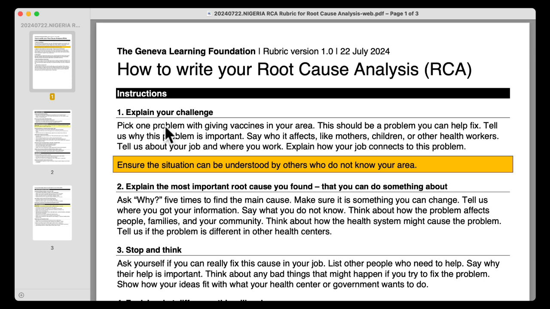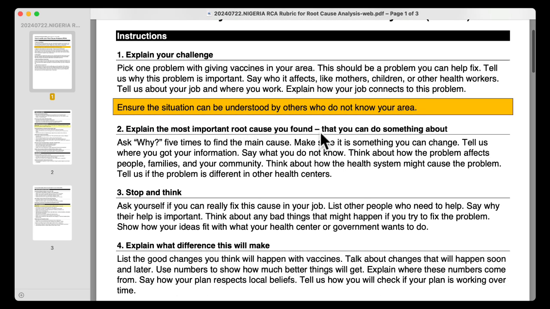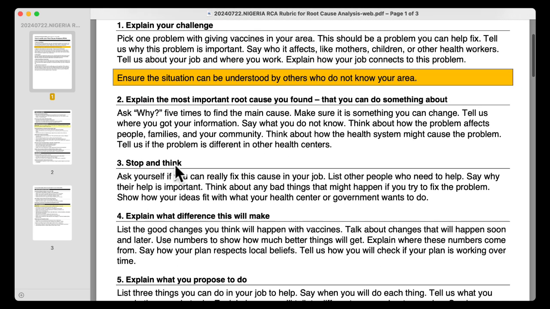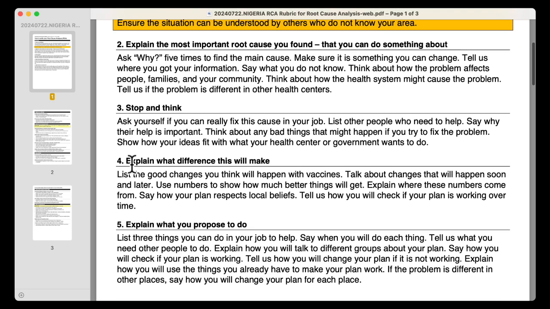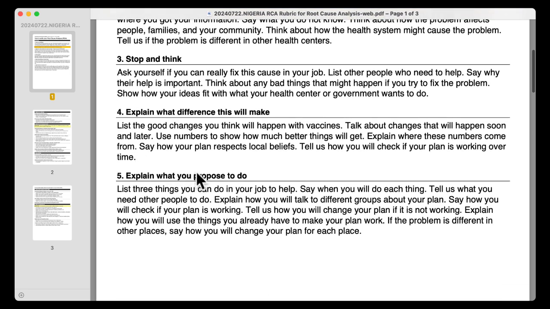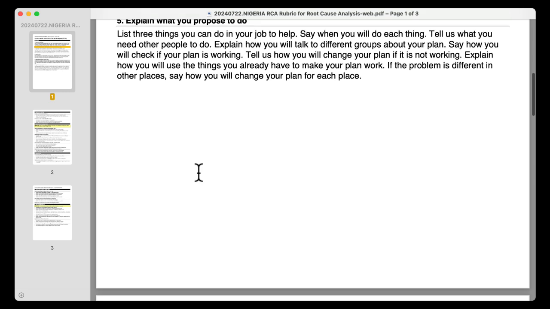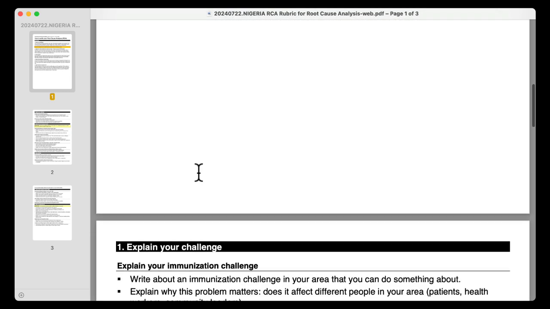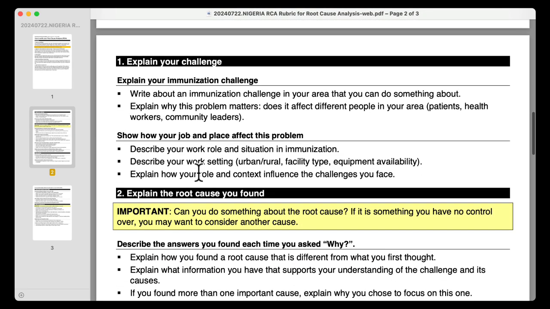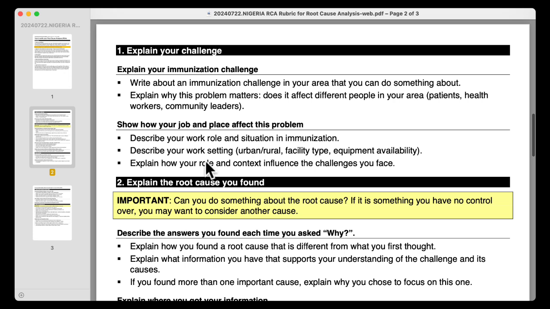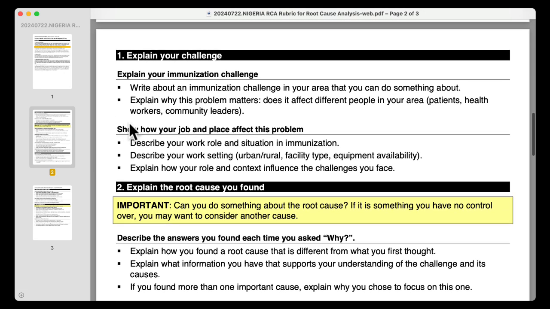project. So the RCA project is not just the 5 whys. That's important. And let's see what it is. In fact, it consists of 5 things: explain your challenge, explain the most important root cause you found. That's where RCA analysis comes in. Stop and think, explain what difference this will make, explain what you propose to do. Now, this is on page 1. And if you're short on time, you can actually just use page 1 and just work from that. But I highly recommend then going to the other 2 pages, which have more detailed questions and guidance.